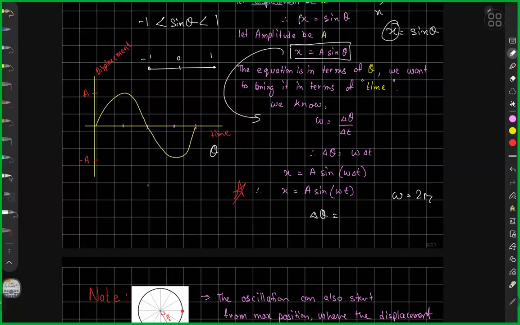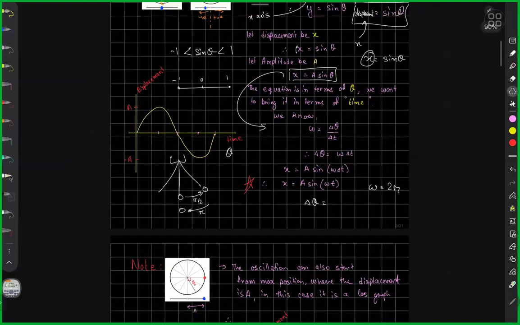What does that mean? If I have a bob over here, it goes pi by 2, it comes back pi by 2, so pi radian in total.